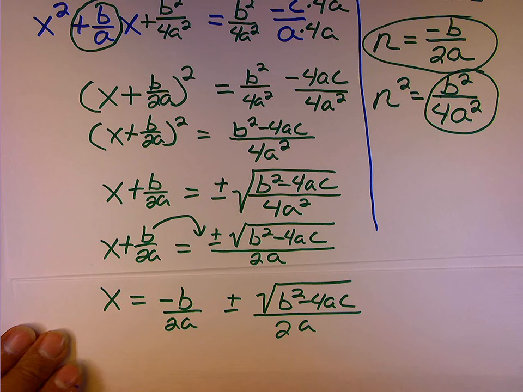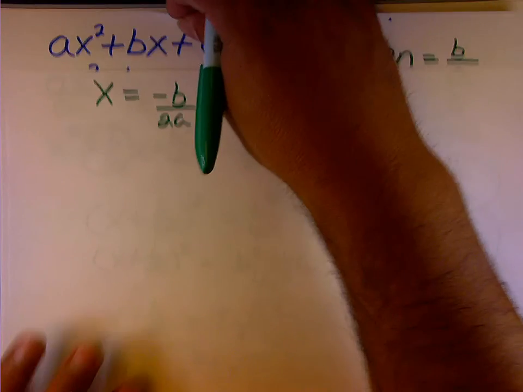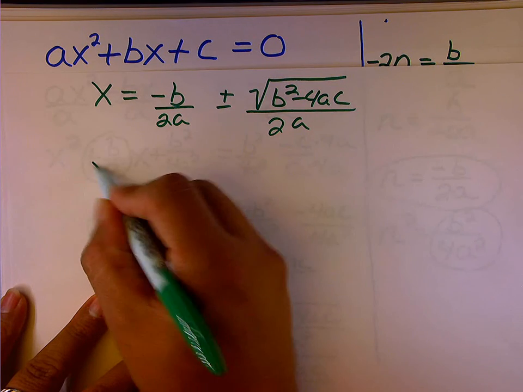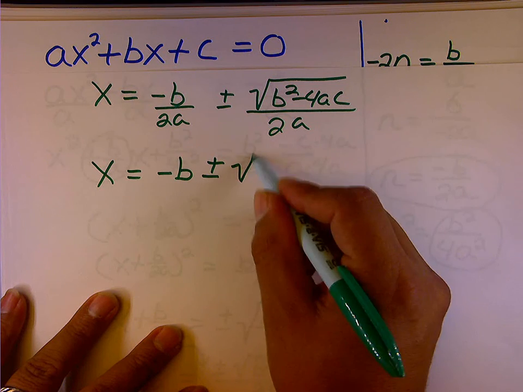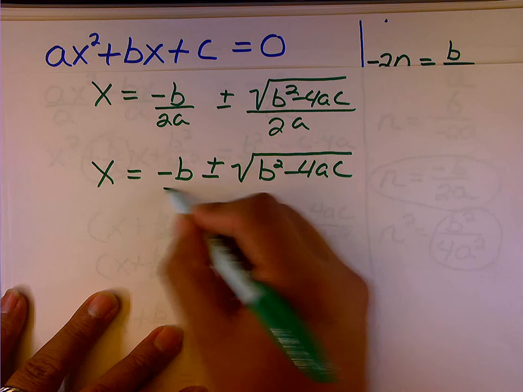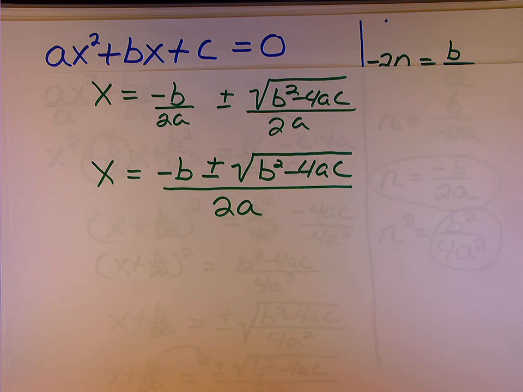Notice both of these fractions have the same denominator, which means all the addition and subtraction can occur in the numerator. So I'm going to slide this up and this down and continue my process. X equals negative b plus or minus the square root of b squared minus 4ac over 2a. And that is where the quadratic formula comes from.